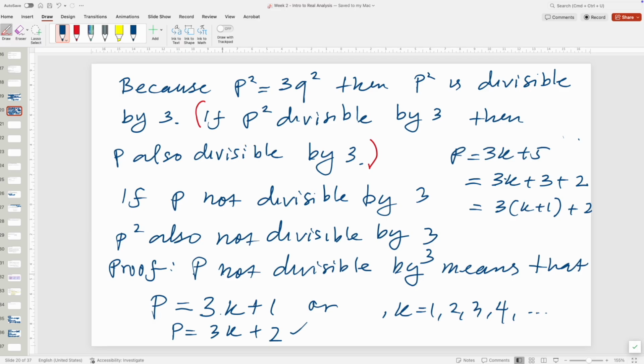Any number. 100: 100 is 99 plus 1, which is 3 times 33 plus 1. The remainder is 1. So any number that you can think of that cannot be divided by 3, the remainder is always 1 or 2. So I can always write like this. Agree with this? Any question or still confused? Okay, next. What about P square? You must show that P square of 3K plus 1 and 3K plus 2 is also not divisible by 3. It means the remainder is also 1 or 2.